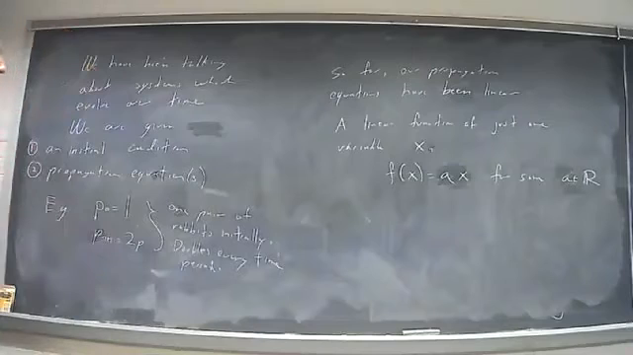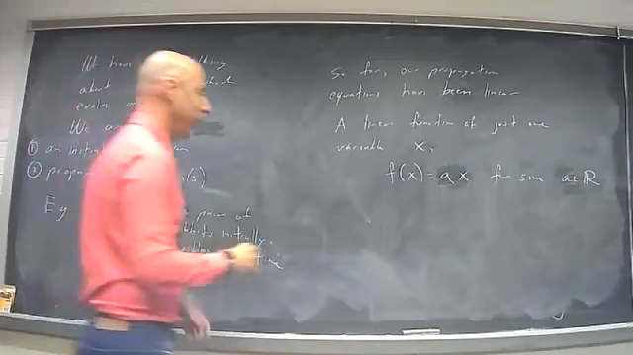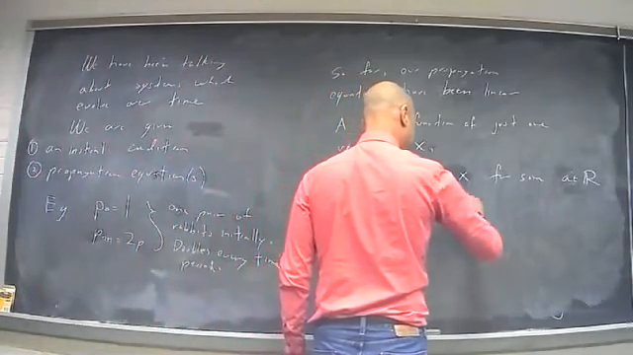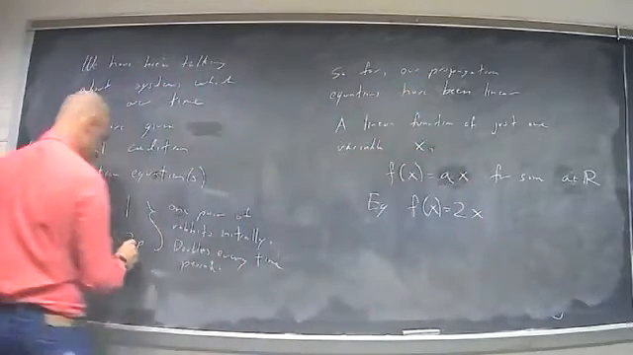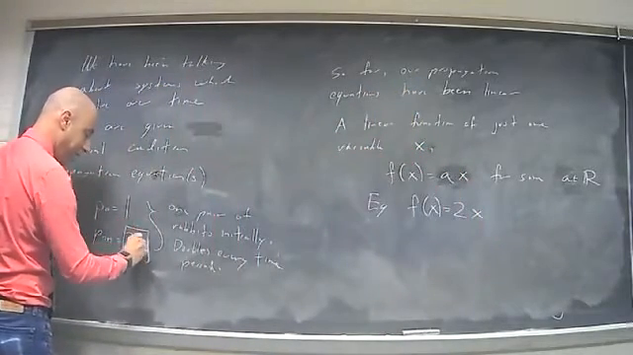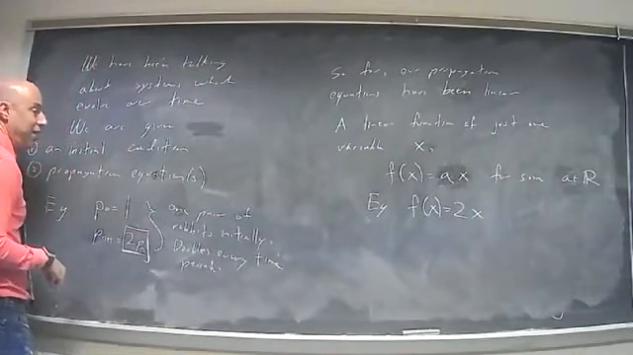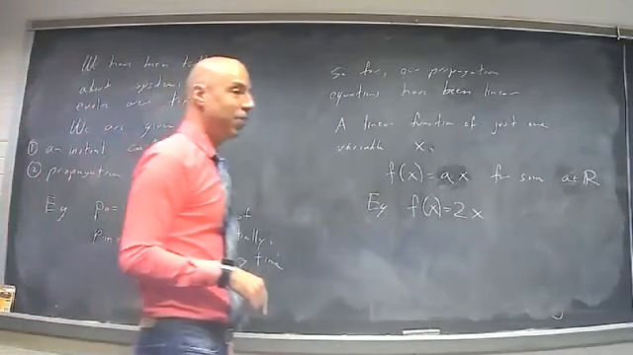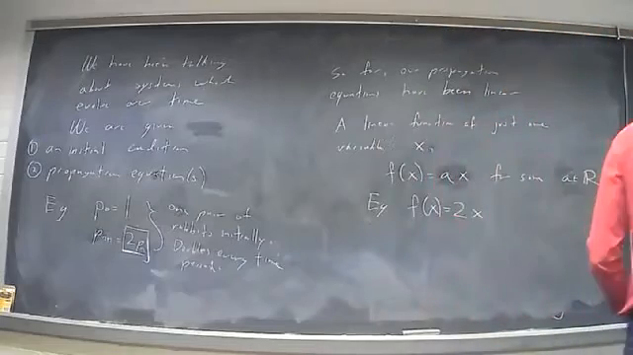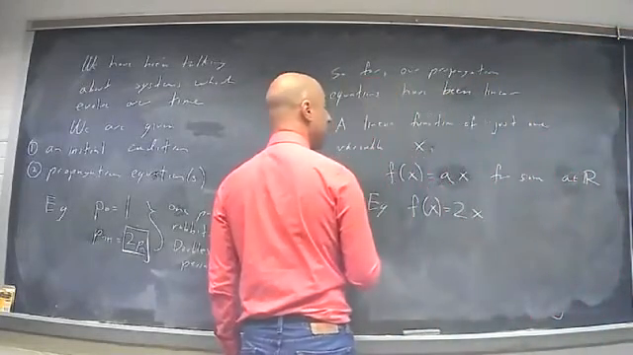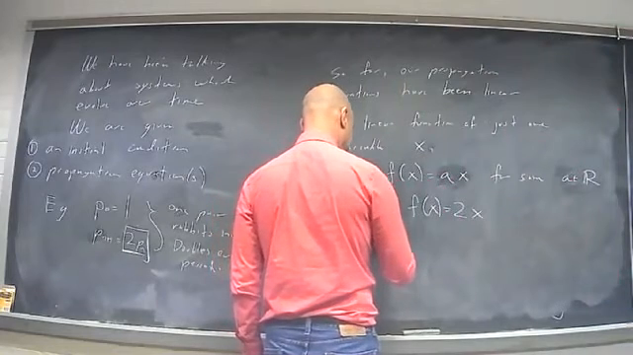A linear function of just one variable always has the form a times x, where a is some real number. So for example, f of x equals 2x. That's exactly what I used here. I just took my population at time n and multiplied it by 2 to get the population at the next time period. There aren't very many linear functions of just one variable.